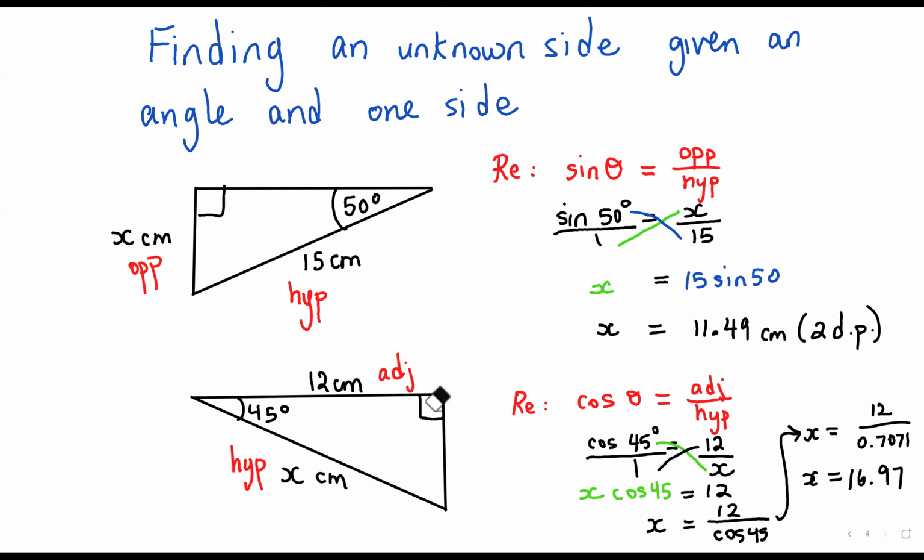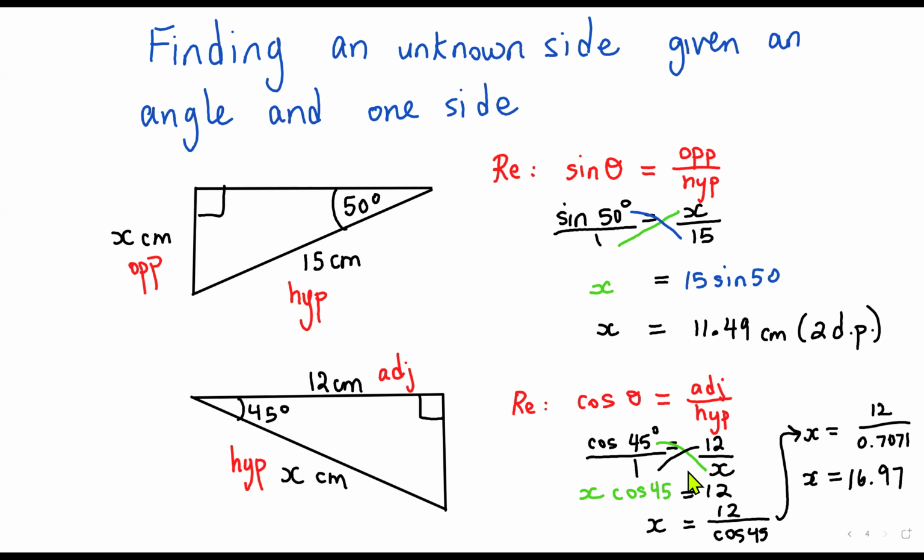In the second one, it was cosine because we had the adjacent and the hypotenuse. So we recalled the ratio that cos of an angle is equal to the adjacent over the hypotenuse. Then we substituted the information from the question into that ratio. So that would give us cos of 45 degrees, our angle of reference, is equal to the adjacent side, which is 12 centimeters, over the hypotenuse, which is x centimeters.